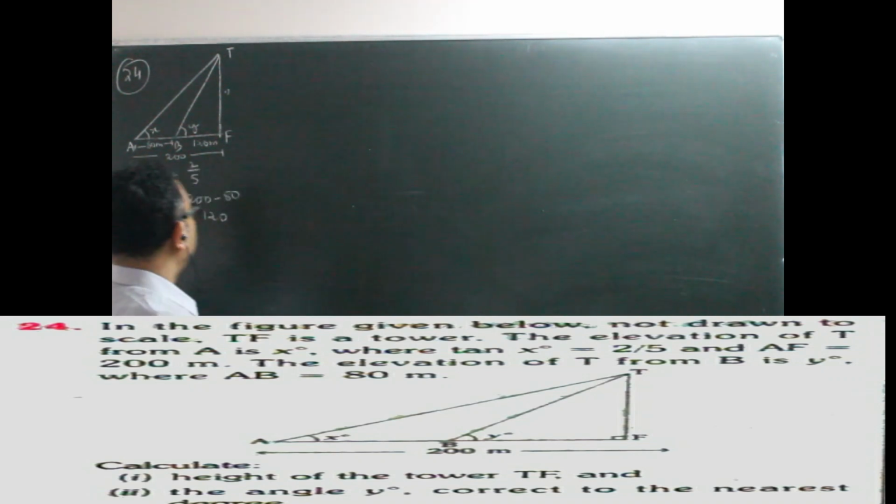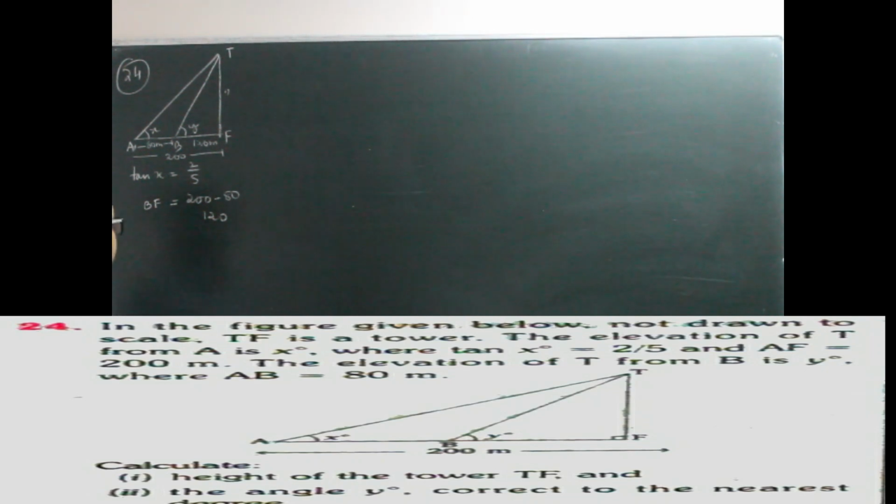So what is the question telling you? The question is telling you, calculate the height of the tower TF. Here you have to find the height of the tower. And the second one is, what is angle Y correct to the nearest degree? So Y degree also you have to find, to the nearest degree. You don't need minutes. If it is coming in minutes, you have to round off to the nearest degree. Alright, now let me solve the first part.